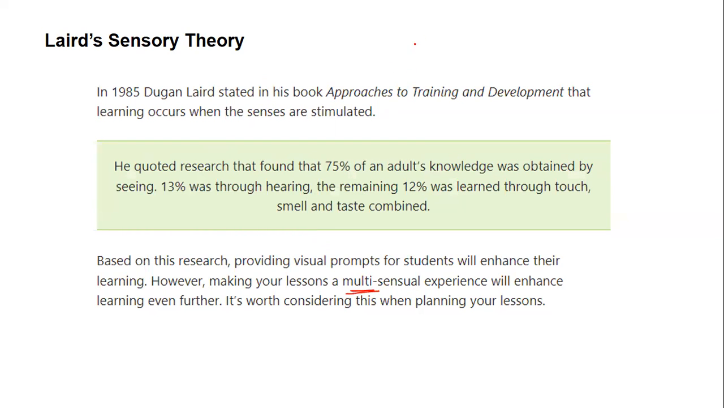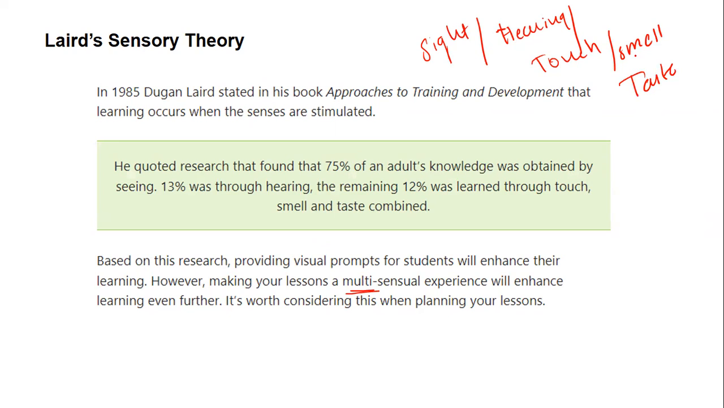So these five senses talk about your sight, your hearing, your touch, your smell, and your taste. These five senses suggest that if multi senses are stimulated, then there is a greater chance of learning taking place. And this was not only stated, but he also stated in his book Approaches to Learning and Development that learning occurs when the senses are stimulated. And which are these senses? These are multi senses. And what do they include? The sight, the hearing, the touch, the smell, and the taste.